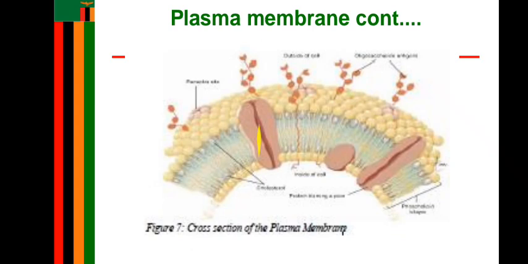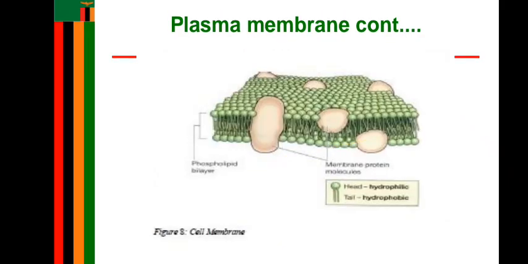I'll show you a proper structure for the plasma membrane. This is how it looks. These are the heads that I was talking about. The heads have positive charges, hence they are called hydrophilic, meaning water loving. Then the tails have a negative charge, hence they are termed hydrophobic, meaning water hating or water fearing.